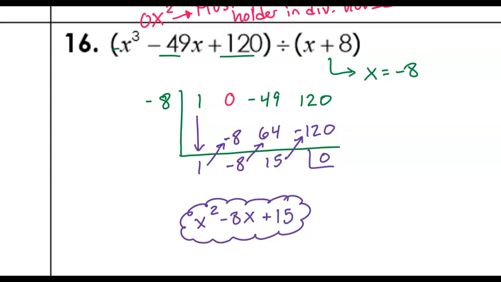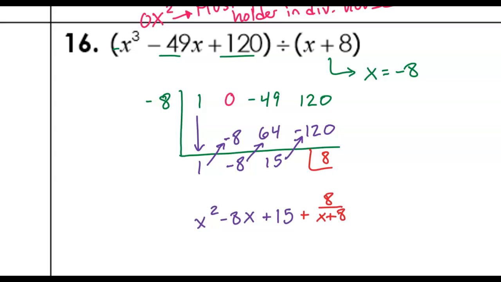If there had been a remainder, say this remainder had been 8, just like we did with long division, it would have been, now don't write what I'm about to write in red, because it's not right, but just like I did with long division, we would have written 8 over the factor I'm dividing by, x plus 8. But I didn't have a remainder, so I don't worry about that. And this is my answer.